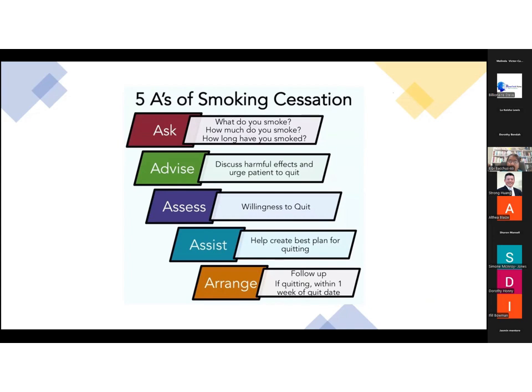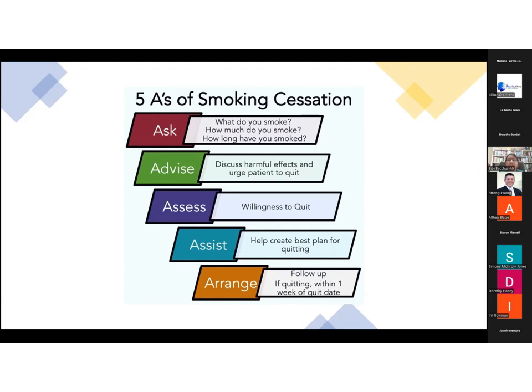In ask, once you have confirmation that this person smokes, you ask, what do you smoke? How much do you smoke? And how long do you smoke? And then you advise them on the harms of smoking and the importance of quitting. Now, it's a one-on-one discussion, and it's not where the healthcare professional is loading all of the information on the patient. It's a discussion session, so you can ask and let the patient tell you what is the harmful effect of tobacco use and why is it important to quit. And then you can assist by giving them the additional information.